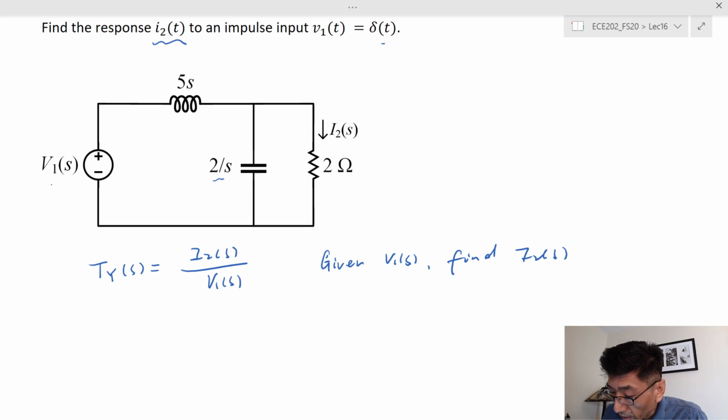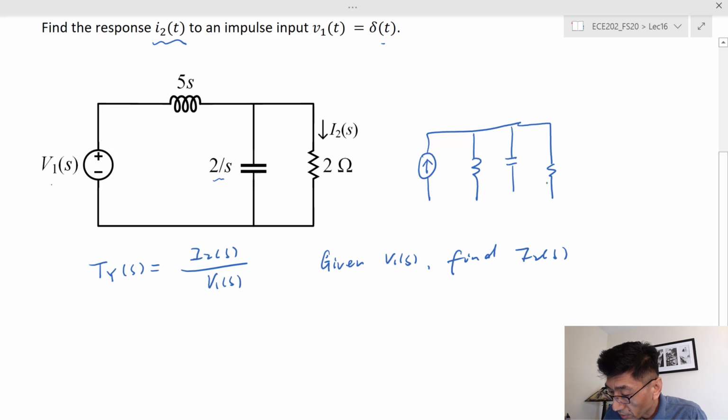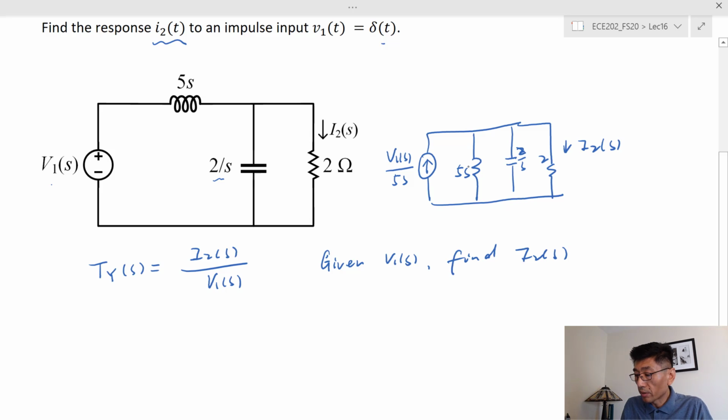The quick way of finding this is I just do the source transformation. In this case, I have the 3 impedances in parallel, right? And the source here would be V1S over 5S. So this is 2 I2S. So this is the current division now. So this is 2 over S, and this is 5S. So I have the current division.